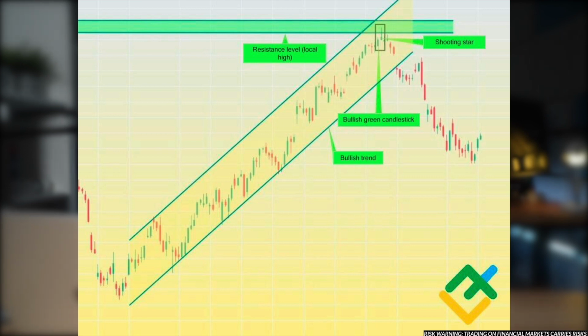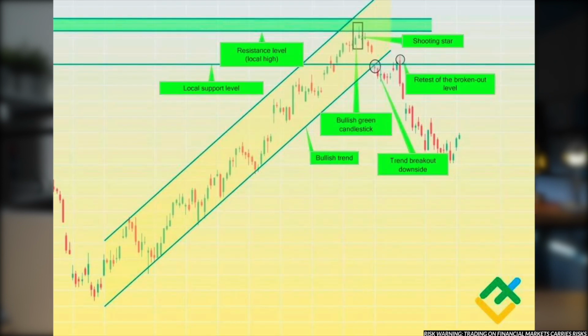We have step number 3, which is a breakout of the trend channel. So after determining the top and the pattern itself, it is necessary to wait for confirmation of a trend reversal. And so, a break out of the lower border of the ascending channel and a retest confirm that the market turned bearish. So how to trade a shooting star candlestick chart pattern?